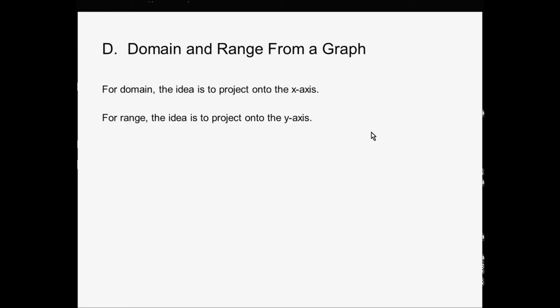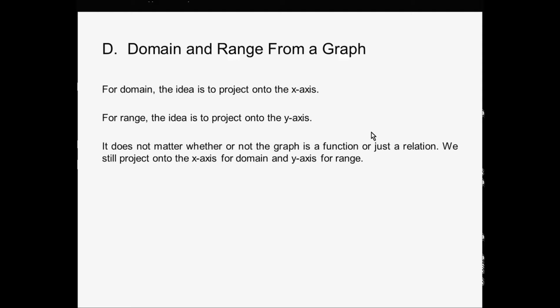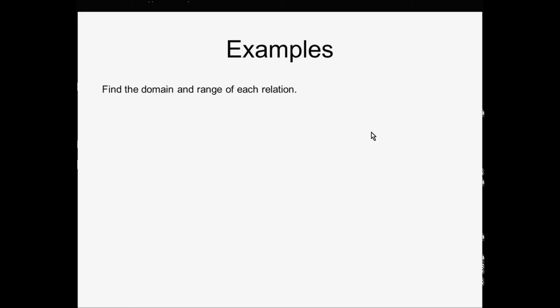So let's try some examples here. It does not matter whether or not the graph is a function or just a relation. Remember, we still project onto the x-axis for domain, y-axis for range, because we first saw domain and range back with relations. Remember, all functions are relations. So now our examples. Find the domain and range of each relation.